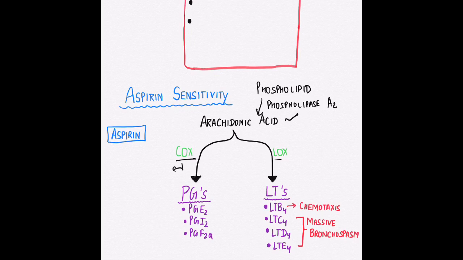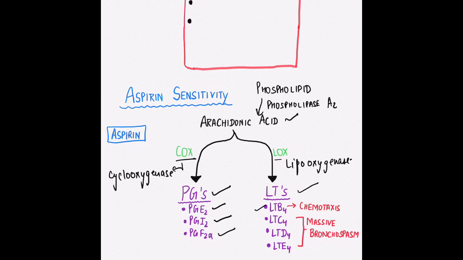These are the COX pathway and the LOX pathway. COX stands for cyclooxygenase, while LOX stands for lipoxygenase. The COX pathway leads to formation of various prostaglandins like prostaglandin E2, prostaglandin I2, that is prostacyclin, and prostaglandin F2 alpha, and several other products. These have multiple different functions, while the LOX pathway leads to formation of leukotrienes, which may be leukotriene B4, leukotriene C4, leukotriene D4, and leukotriene E4.